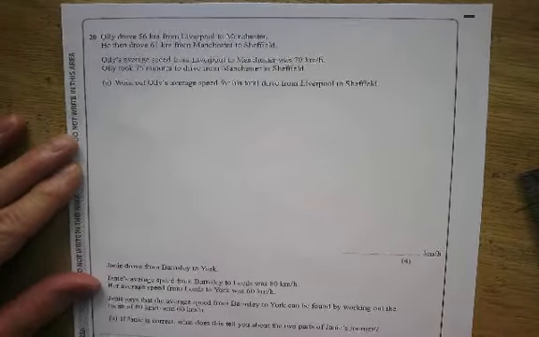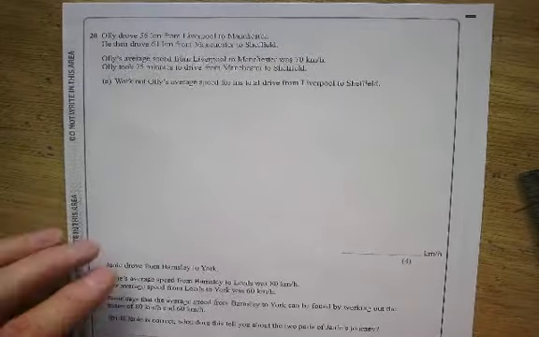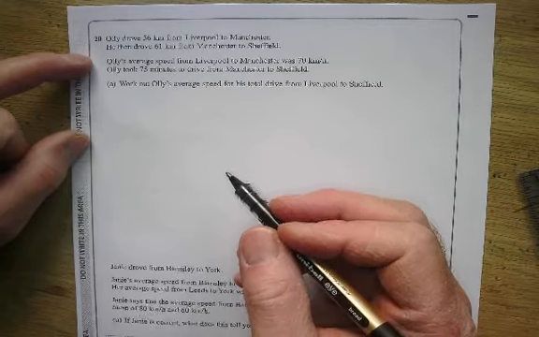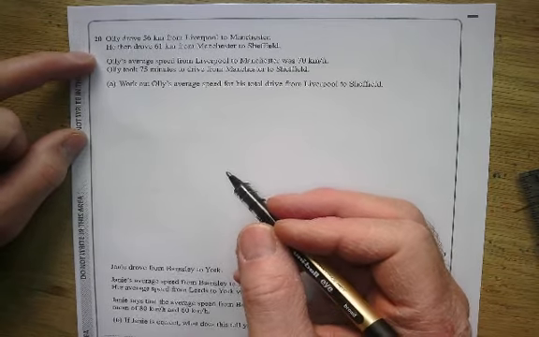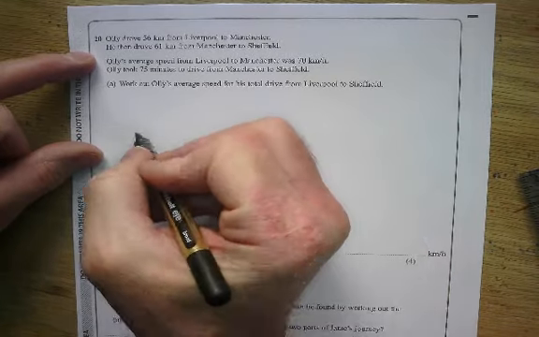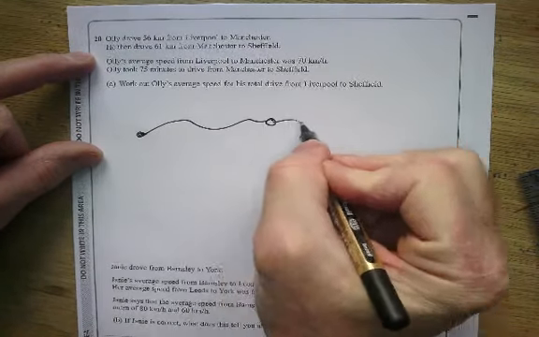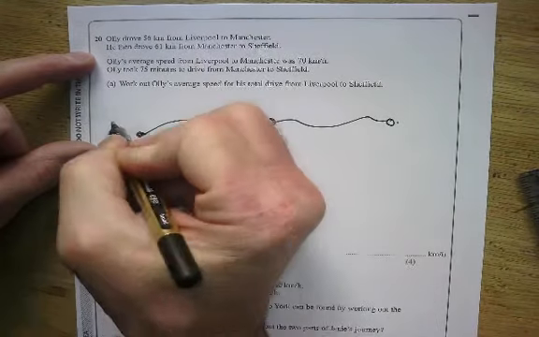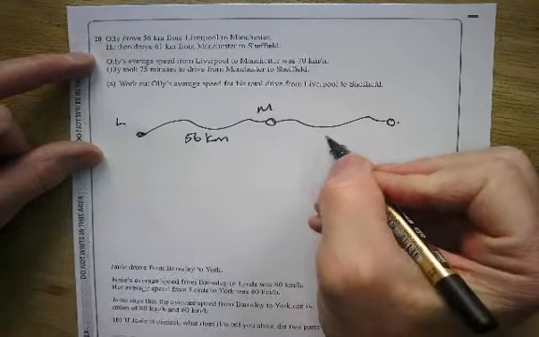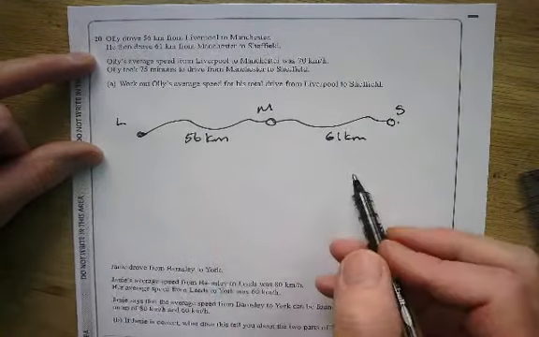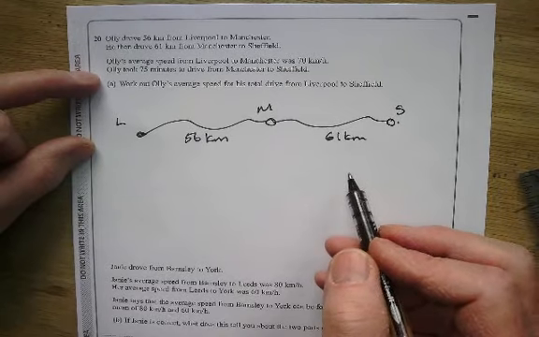Quite a long question. Let's see if we can get through on this one. And I'll just hopefully do it so you can see it. You should have this paper in front of you anyway, so it's just going through and showing how to do it. Ollie drove 56 kilometres from Liverpool to Manchester. He then drove 61 kilometres from Manchester to Sheffield. So I'm just going to draw it like this. Wiggly to there, wiggly to there. So it's 56 kilometres from Liverpool to Manchester, and then 61 kilometres from Manchester to Sheffield. So I'm just getting a pictorial view of how it works.